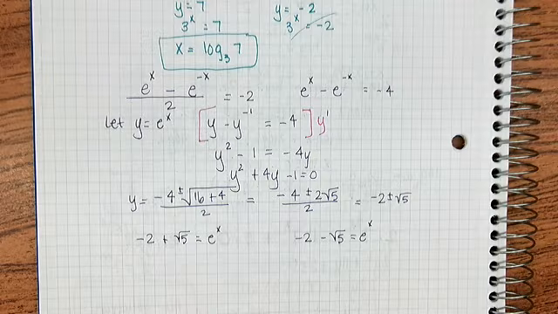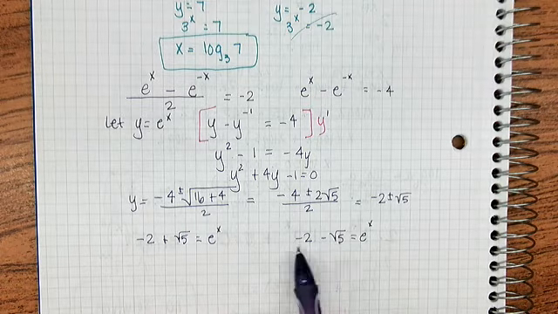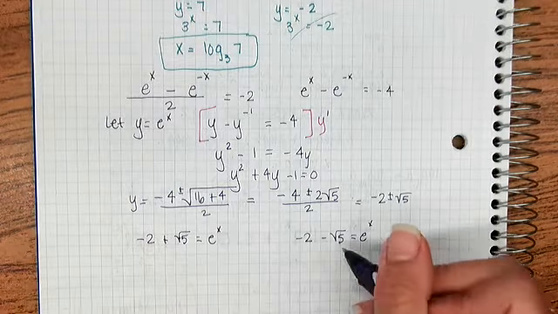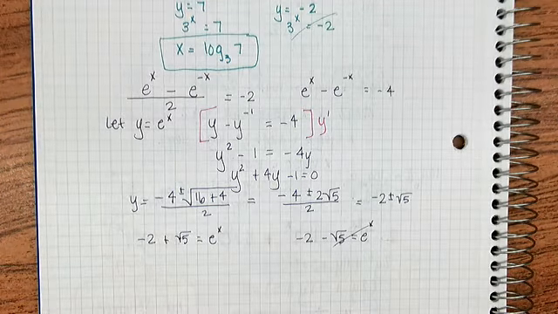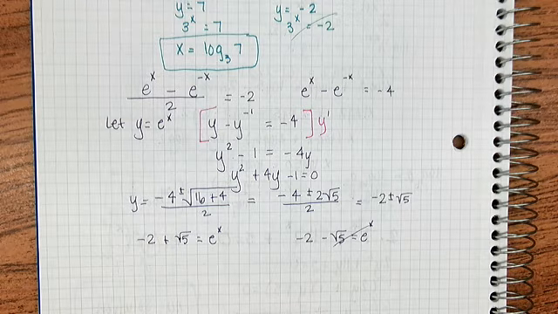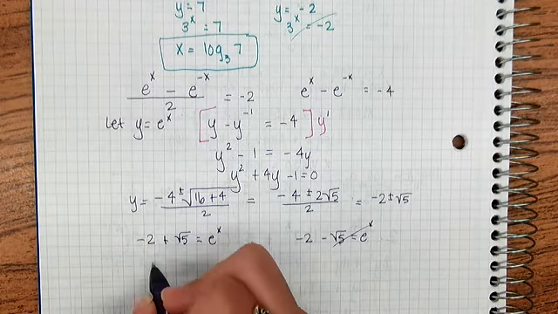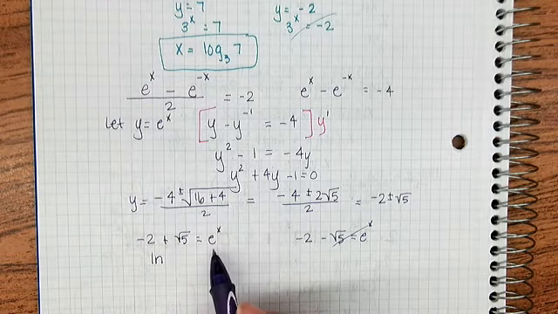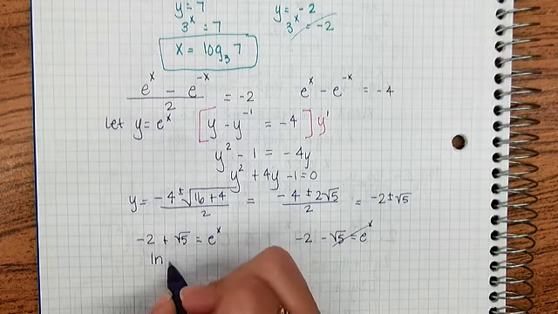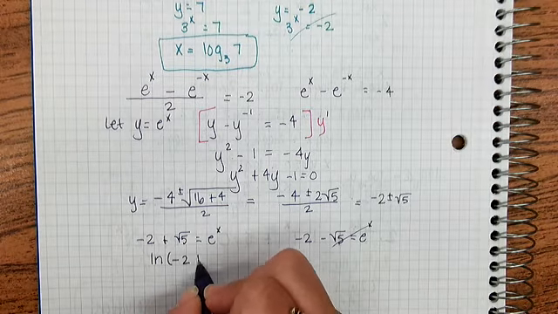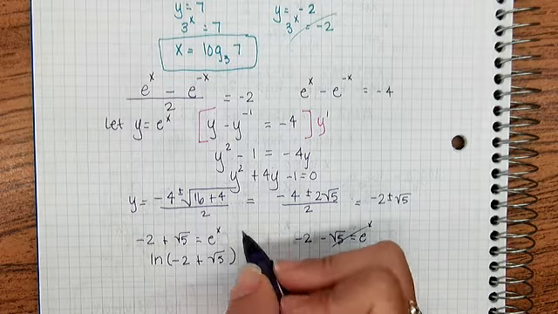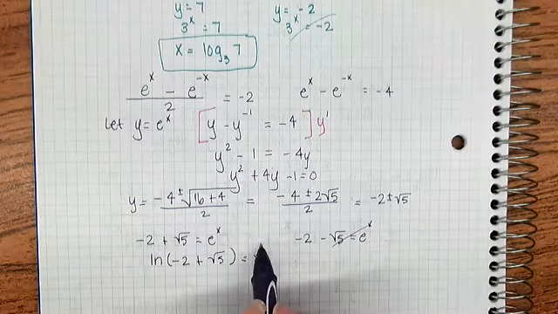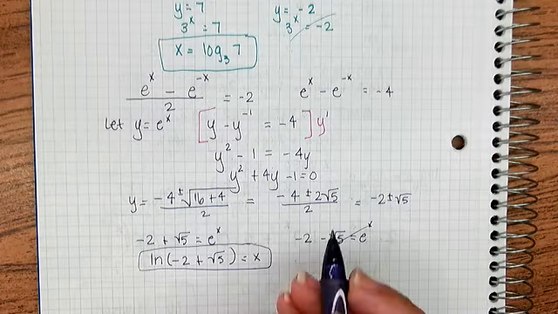Okay, almost done. So I already know this can't work. I don't know what root 5 is off the top of my head, but I know that negative 2 minus root 5, this doesn't work. Negative 2 plus root 5, I know that does work. So my answer is going to be the natural log. I'm using natural logs because it's base e. This is going to be the natural log of negative 2 plus root 5 equals x. That is indeed the right answer.